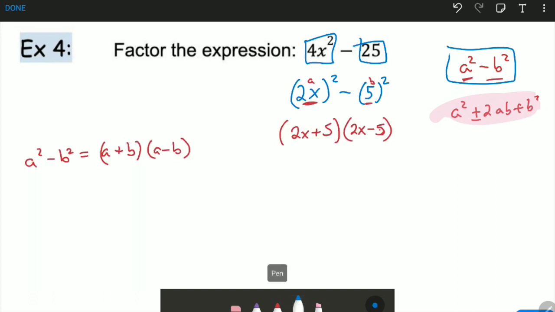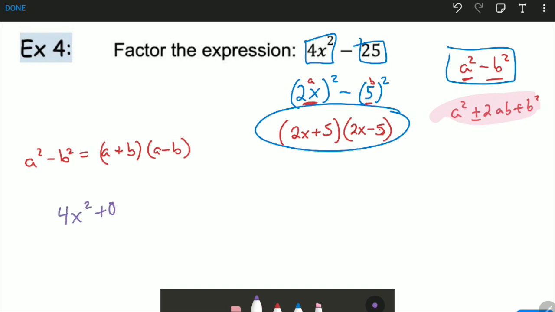And that's it. I'll also say you can do this with the normal factoring by grouping. Just got to remember that you would rewrite it as 4x squared plus 0x minus 25 if you're going to try to do it with factoring by grouping.